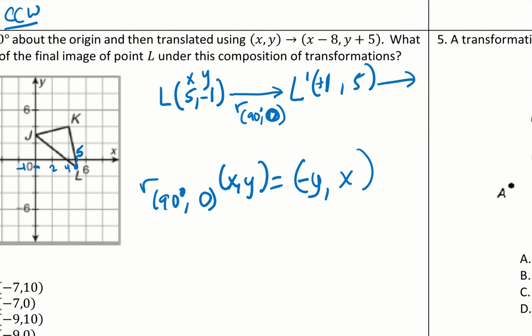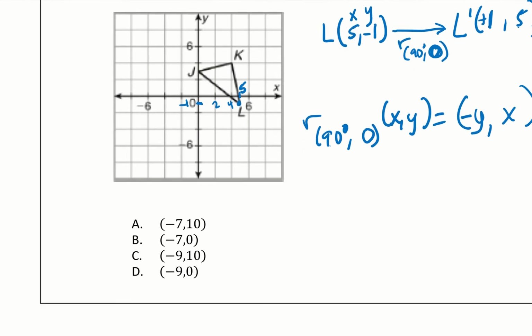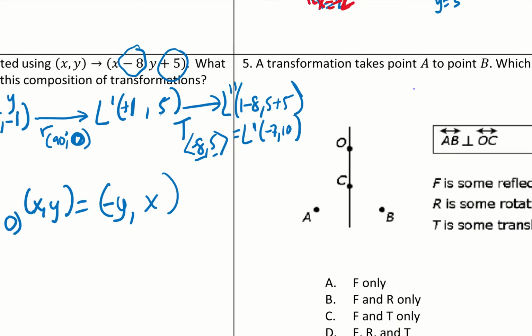That's my rotation. And now we are going to do a translation, which is T. We've got to change x by -8. We just got to subtract 8. And we got to change y by 5. So that's what this notation stands for. So we're going to basically add or subtract 8 from 1. So 1 minus 8, and then we got to do 5 plus 5. And so we get L double prime is (-7, 10). There you go. We got it. So that's how we translate and rotate.